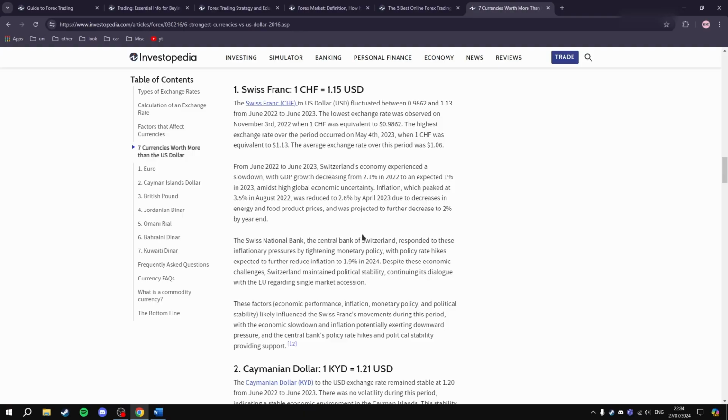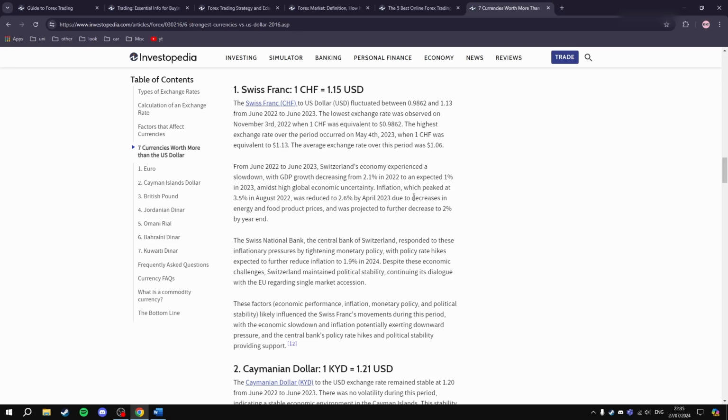Right, well, let me just see how this works here. USD was worth more than CHF at that point in time, when 0.9862 USD could be exchanged for 1 CHF, and then CHF was worth more than USD when 1.13 USD had to be exchanged for 1 CHF. Lowest exchange rate was observed on November 3rd, 2022. Highest exchange rate May the 4th, 2023.